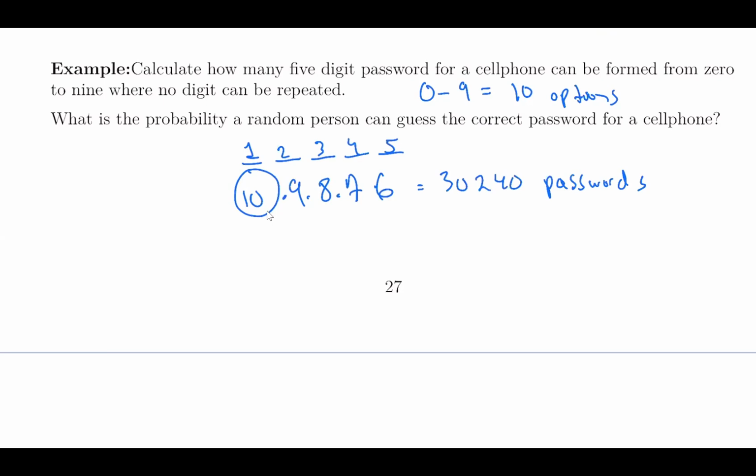All right, so for this one, it's saying, what is the probability a random person can guess the correct password for a cell phone? So if we, sure, which part do you want me to do again? This part right here, Alejandro? All right.